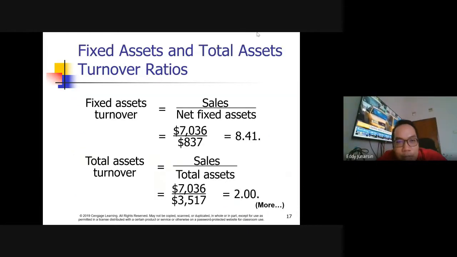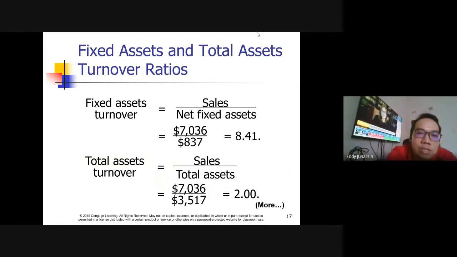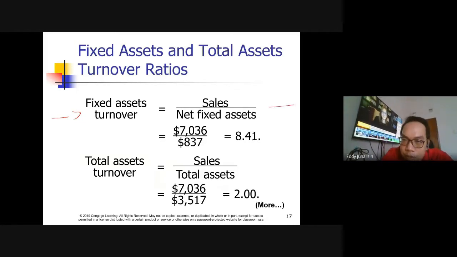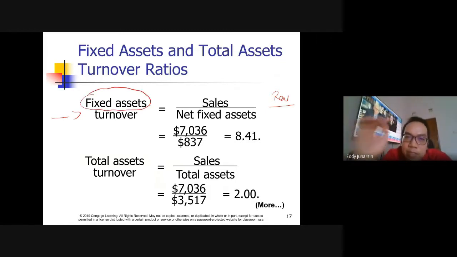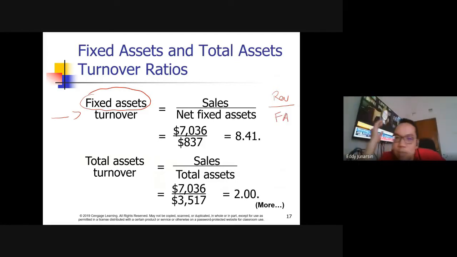Okay, the next ratio under the same category here, asset management ratios. The next one is fixed assets turnover. So remember the principle that I told you just now. If you see the word turnover, then the numerator is revenues. What is the denominator? It depends on what turnover it is. In this case, fixed assets. So turnover, the numerator is revenues, and the denominator is what kind of turnover it is. So in this case, fixed assets.